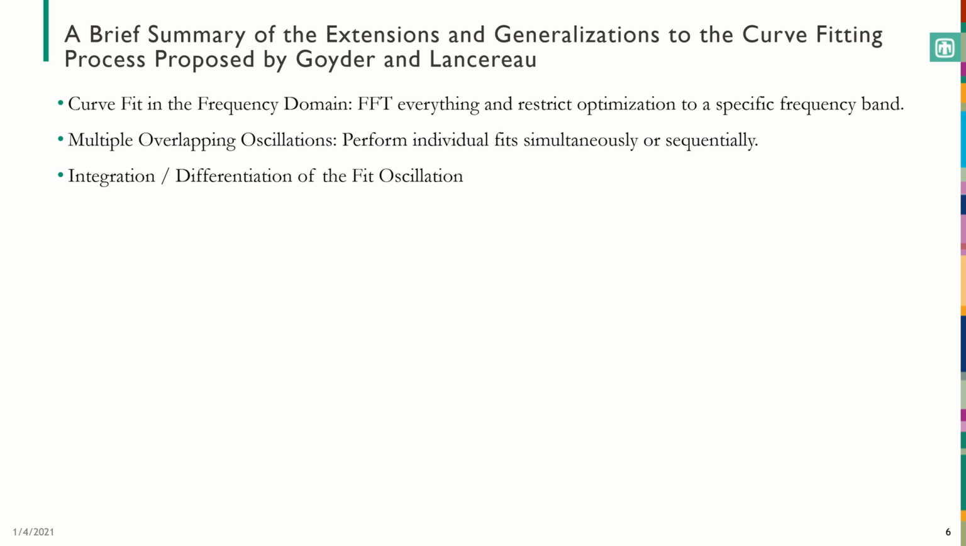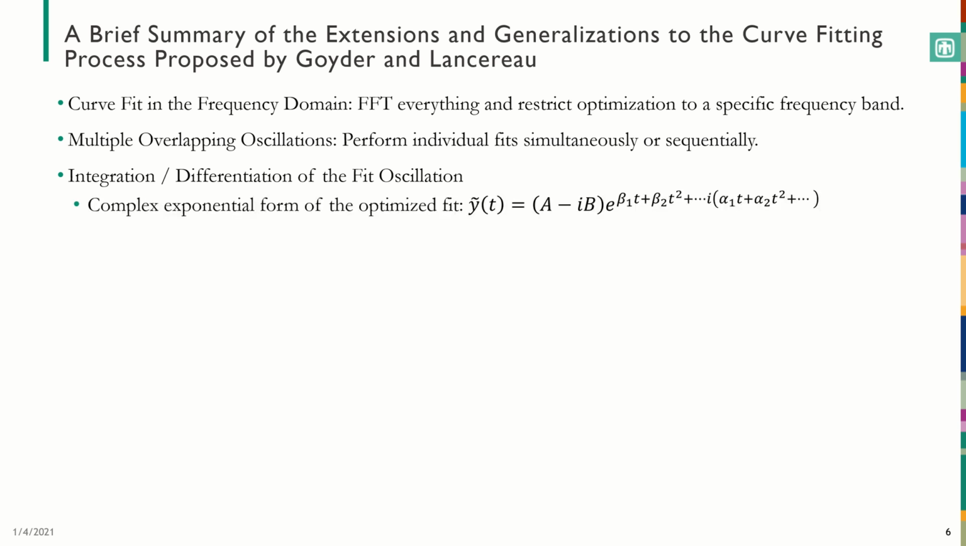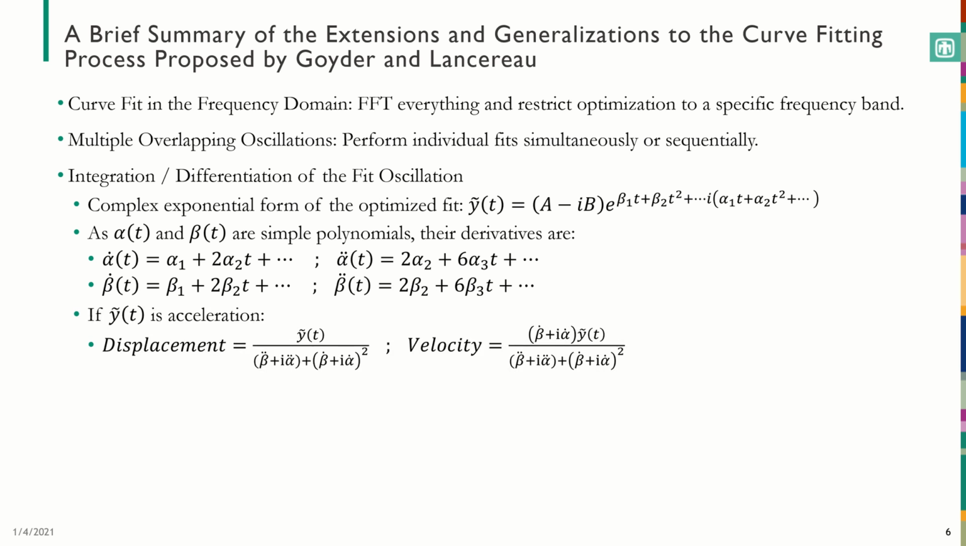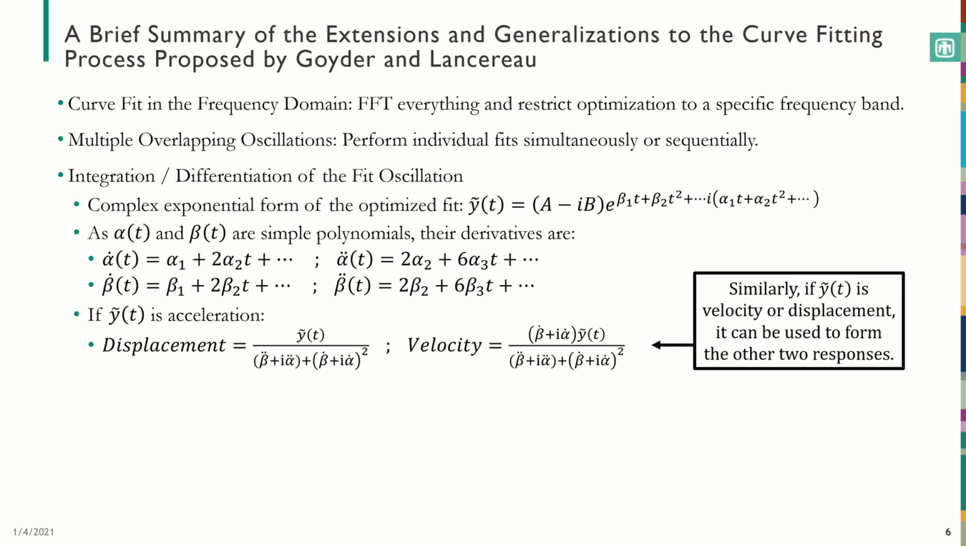So next, you can have exact representations for integrating and/or differentiating the fit oscillations, where the first step is to represent the fit as a complex exponential, and recognize that as alpha and beta are just simple polynomials, their derivatives are as such. And then say that you're fitting acceleration. You can use that info to back out what the displacement and velocity would be. And similarly, if you're fitting displacement or velocity, you can use the derivatives of alpha and beta to find the other two response quantities that you don't have.